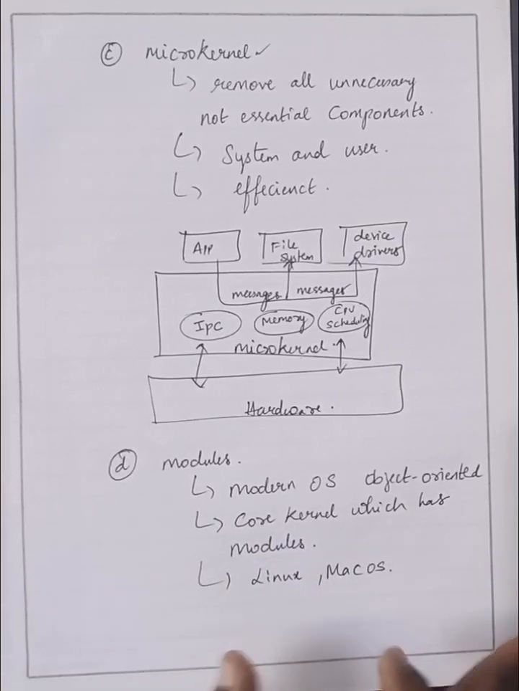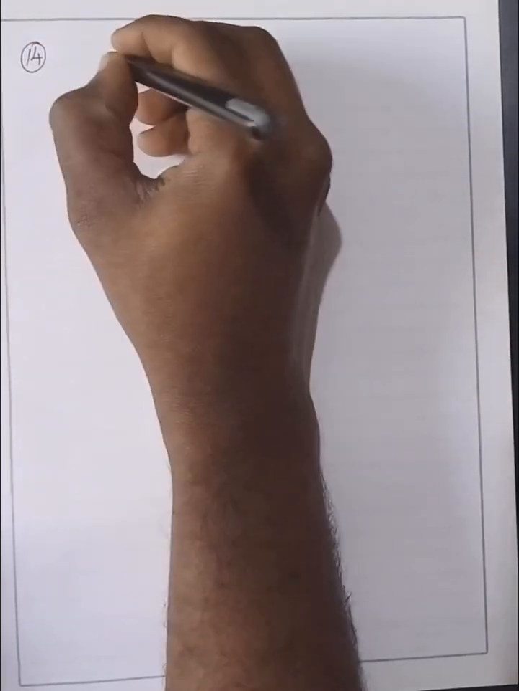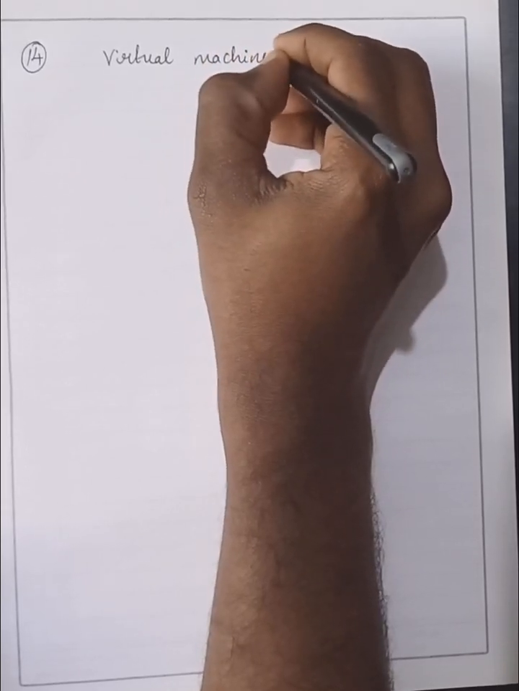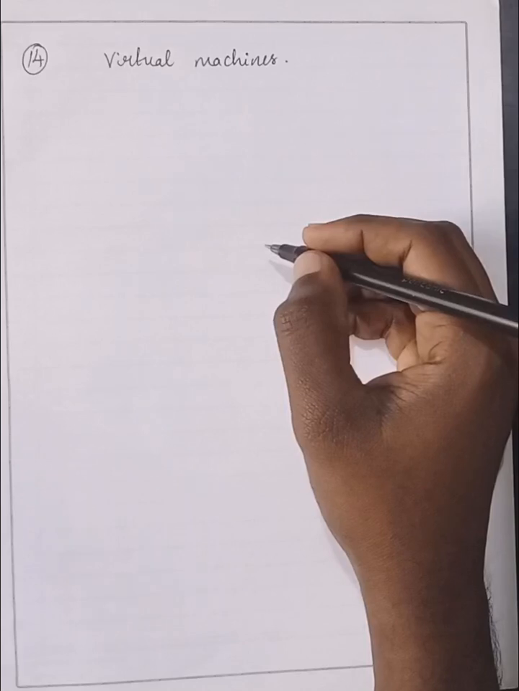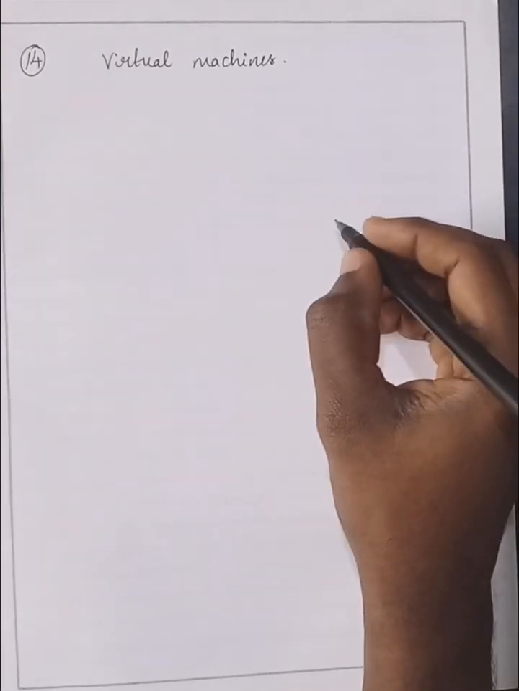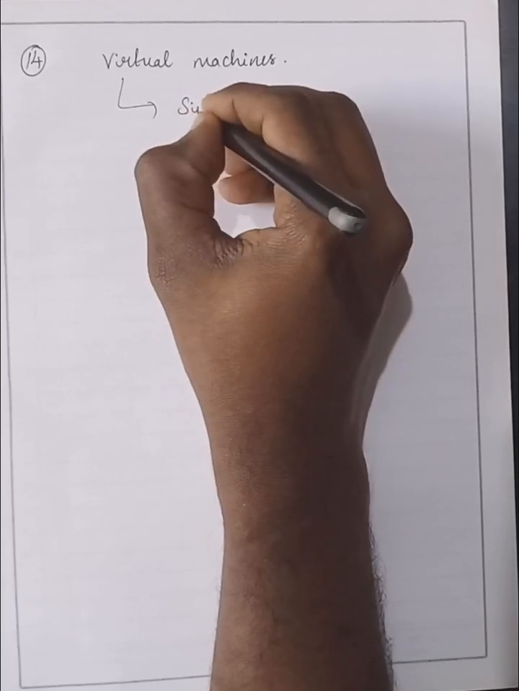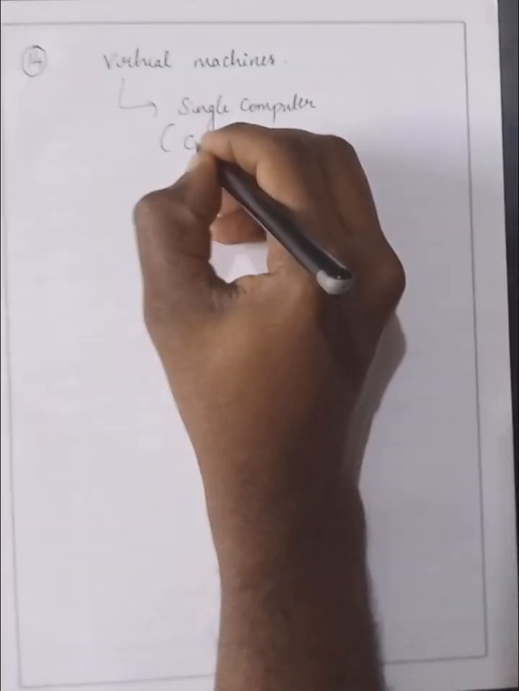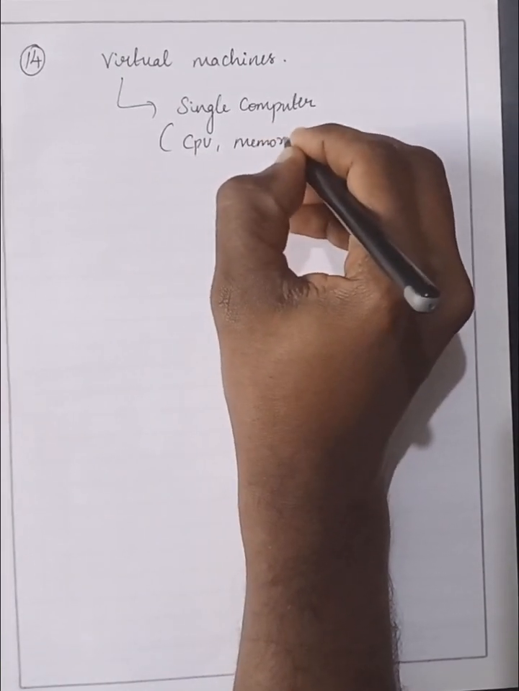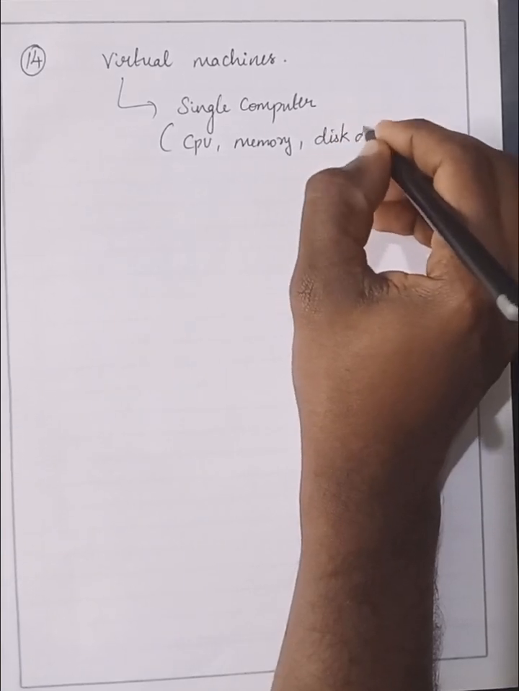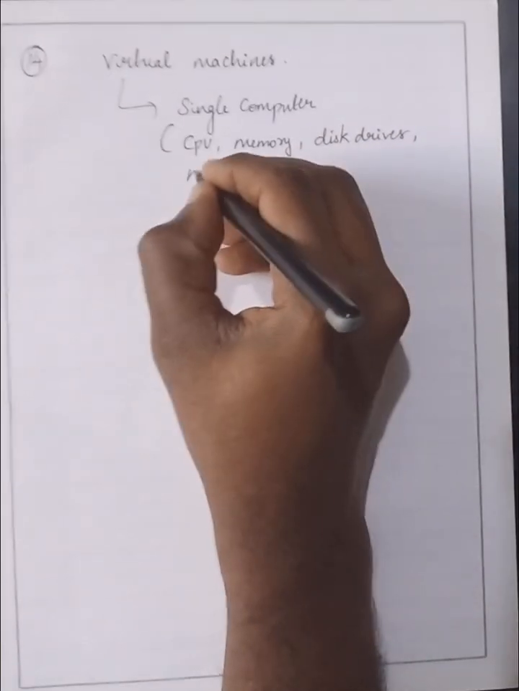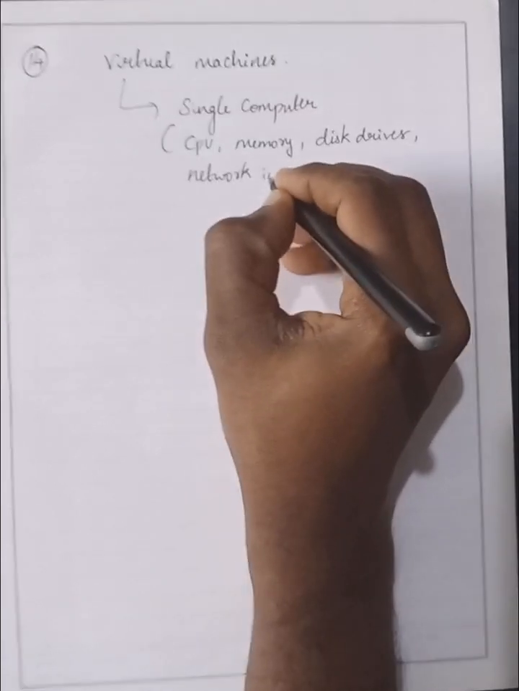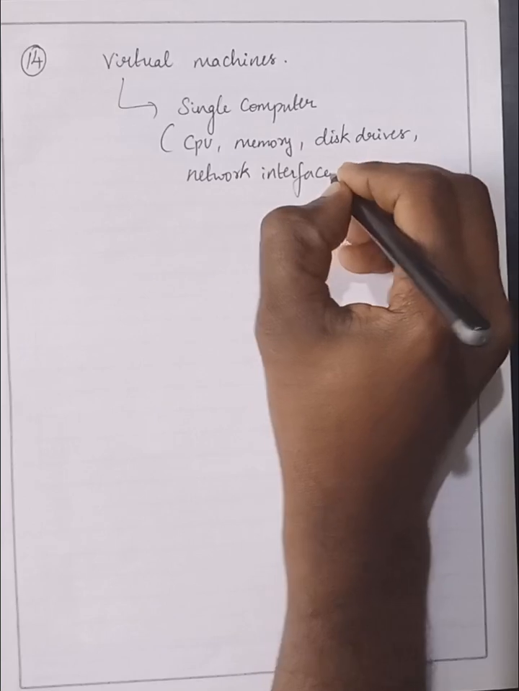Okay, so the last topic but not the least topic, that is virtual machine. This is the last topic of our syllabus. So what does virtual machine mean? Whenever we want to abstract the hardware. We have a single computer, a single operating system, which means one CPU, one memory, hard disk drives, network interface card. We have all these as a single computer.